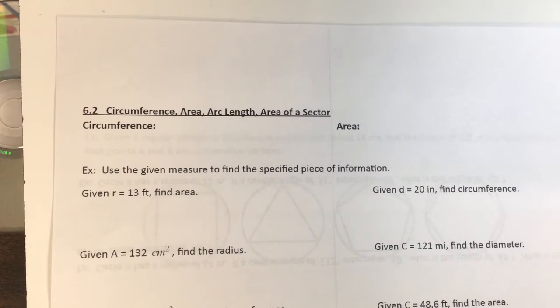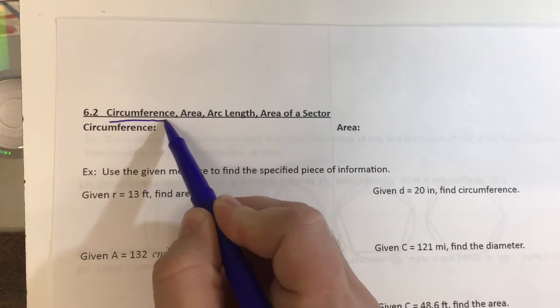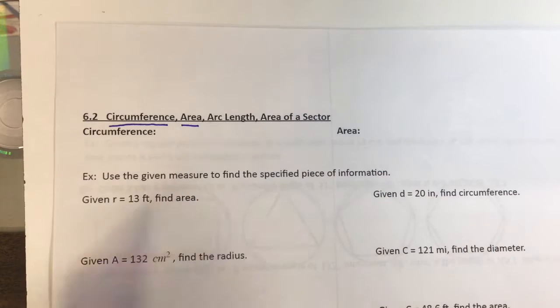In this lesson video for day 6.2, we're going to be talking about circumference, area, arc length, and area of a sector. Now we're going to go through this first part fairly quickly because this should be a review of previous knowledge. Circumference and area just deal with two specific formulas.